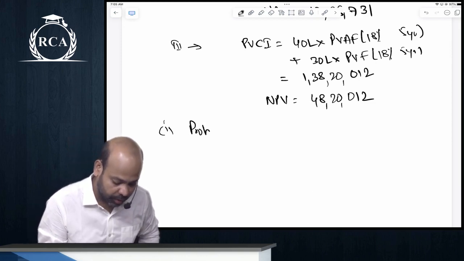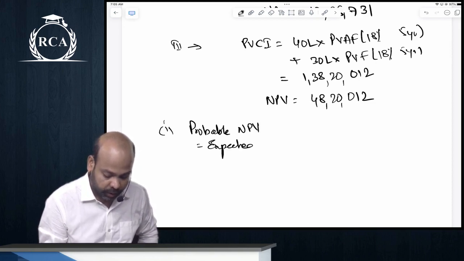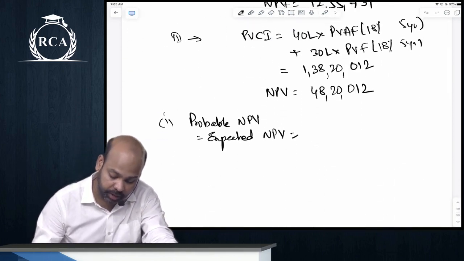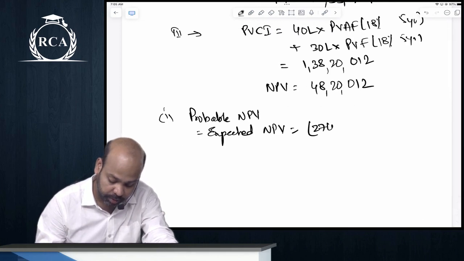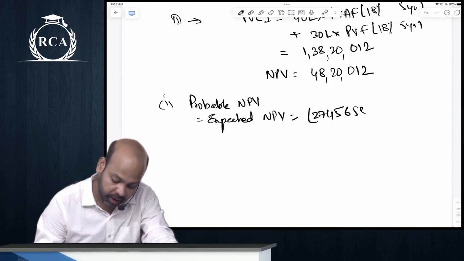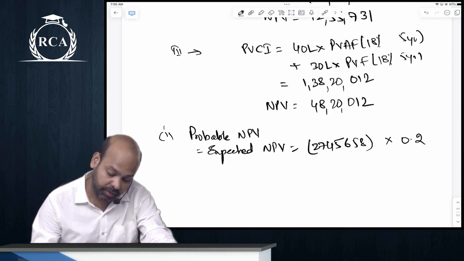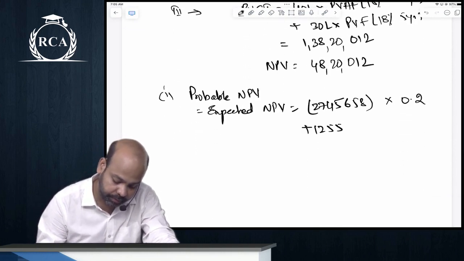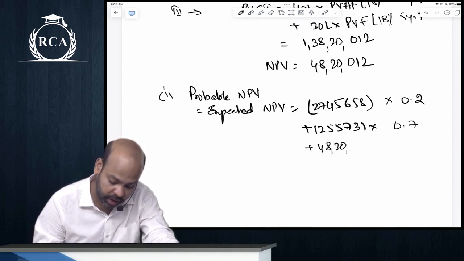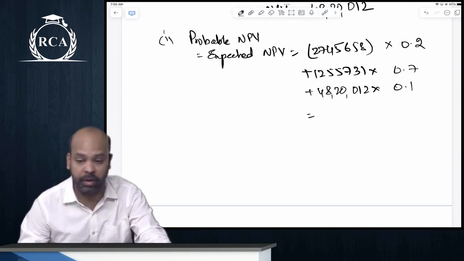Probable NPV के लिए क्या करोगे बेटा? You will take all the three NPVs. Probable NPV is nothing but expected NPV. Your expected NPV के लिए बेटा you will have to take all the three individual NPVs and multiply them by the corresponding probabilities. The first NPV was negative 27 lakhs 45,658. This you will multiply by what beta? 0.2. Next wala guys 12 lakhs 55,731. You will multiply by 0.7. And the third one guys 48 lakhs 20,012. You will multiply by 0.1. All of this beta will give us an NPV of how much?